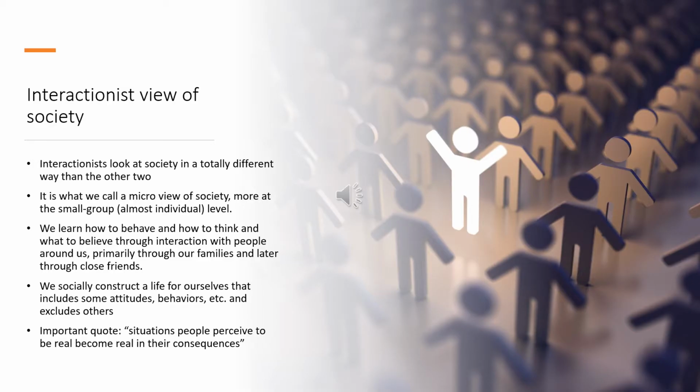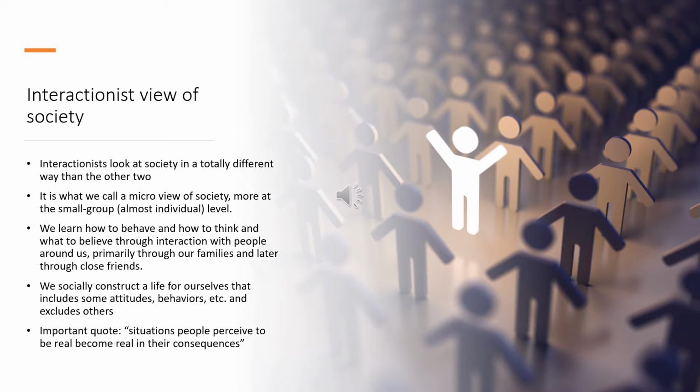So lots of ideas in the interactionist view of society. They look at society in a dramatically different way. It is micro, small group, 15 to 25. It is the living within the structure. If conflict theory and functionalism were describing the structures of society, the institutions, the conflicts, the inequality structures, interactionism is: what is it like to actually be inside of that structure?